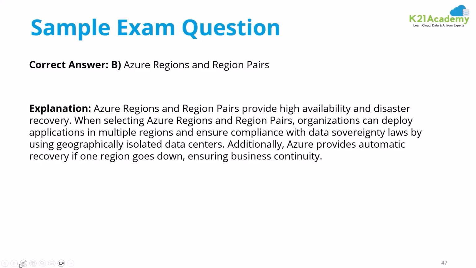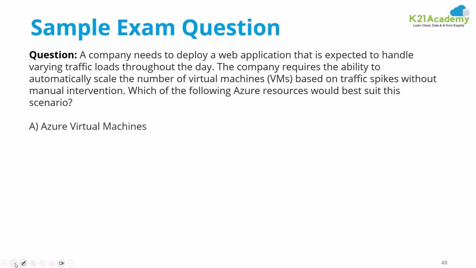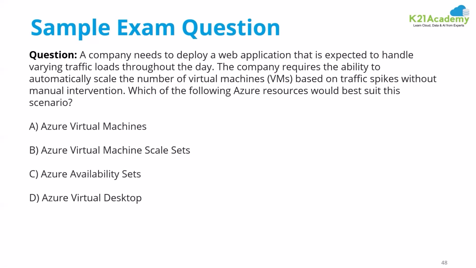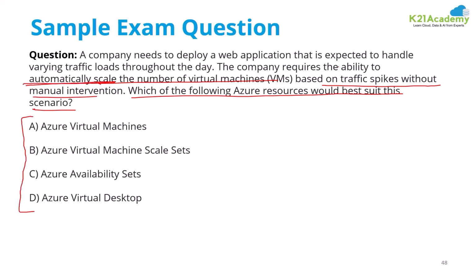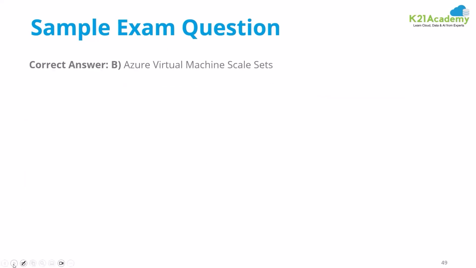Now let's look into the next question. A company needs to deploy a web application that is expected to handle varying traffic loads throughout the day. The company requires the ability to automatically scale the number of virtual machines based on the traffic spikes without manual intervention. Which of the following resources suits best in this scenario? What should be the answer? There is a word that we have to think about. Automatically scale. Which solution here automatically scales? Azure Virtual Machine Scale Set is the solution that automatically scales, not any other solution. So the correct answer will be B.